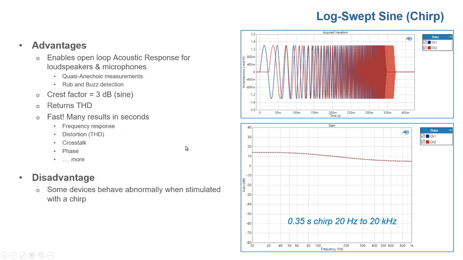One of the disadvantages of this measurement is that some devices behave a little bit abnormally when they're stimulated with a chirp signal, so you can't always use it. It's great if you can. If you can't, you might have to fall back to a different technique, such as the step sine test or multitone, for example. To give you an idea of what that sounds like, I'll play this one a couple of times. This is a 0.35 second chirp from 20 hertz to 20 kilohertz.